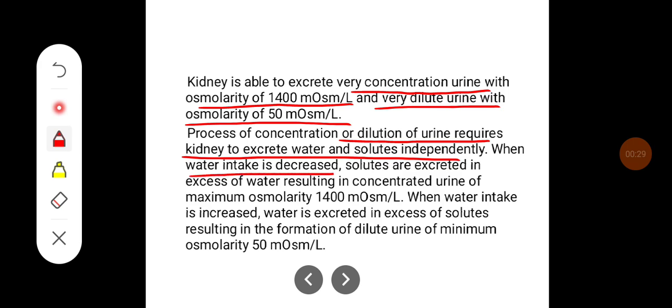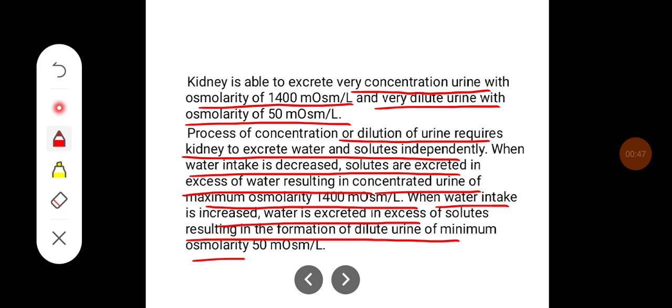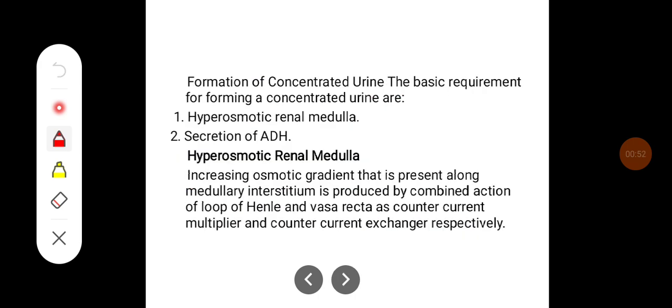When water intake is decreased, solutes are excreted in excess of water, resulting in concentrated urine of maximum osmolarity 1400 milliosmoles per liter. When water intake is increased, water is excreted in excess of solutes, resulting in the formation of the dilute urine of minimum osmolarity of 50 milliosmoles per liter. The basic requirement for the formation of concentrated urine is a hyperosmotic renal medulla, and the secretion of ADH plays an important role.